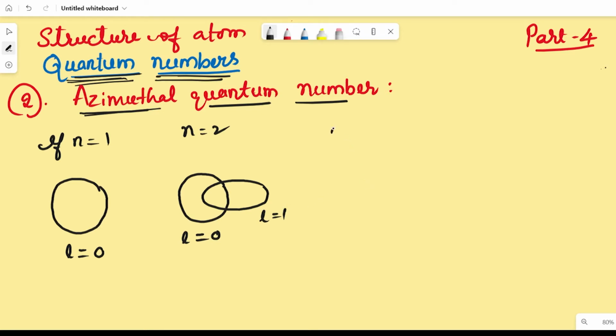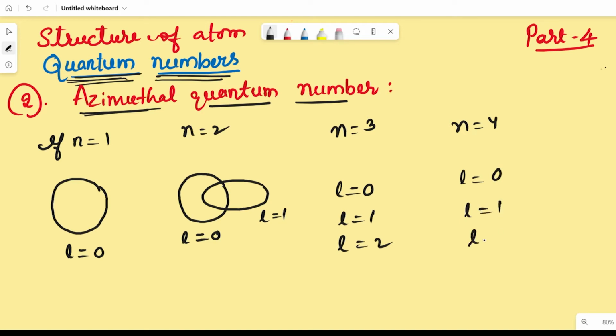So here, if n is equal to 3, L has 3 values: L is equal to 0, L is equal to 1 and L is equal to 2. If n is equal to 4, L has 4 values: L is equal to 0, 1, 2 and 3. Like this and so on. Which means, what is happening here? For the first shell, only the L value 0 is present, which means only one orbital is present, one subshell.